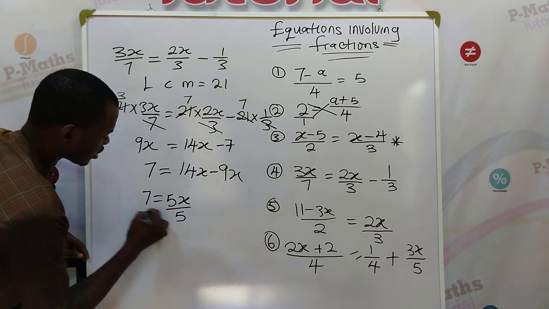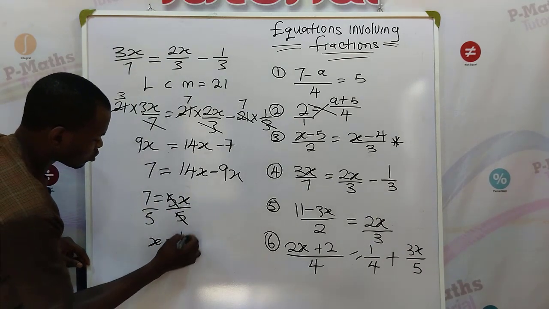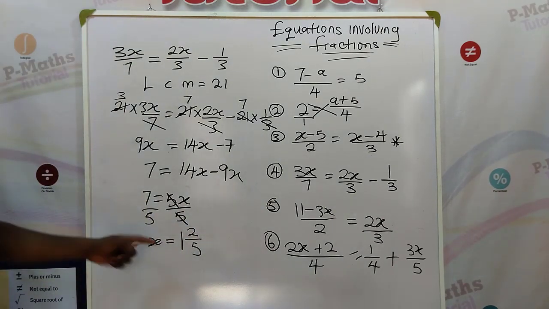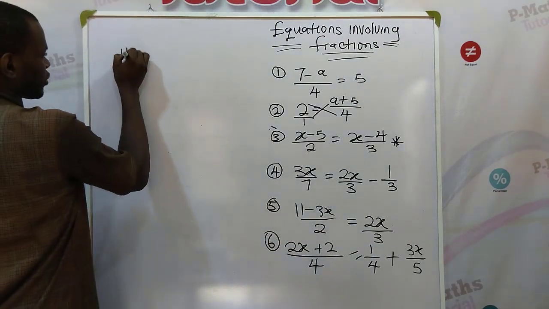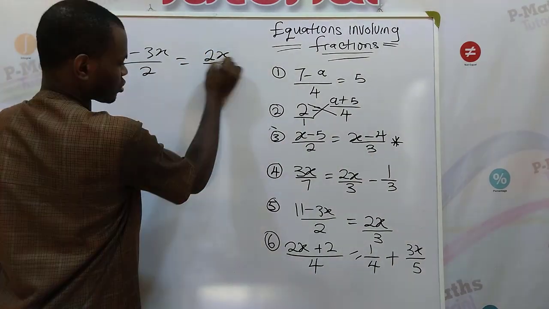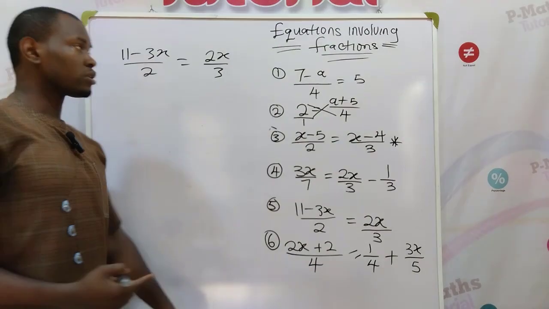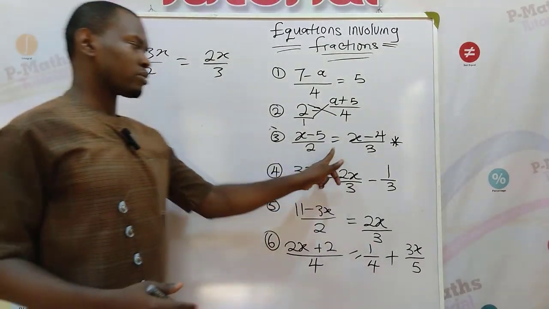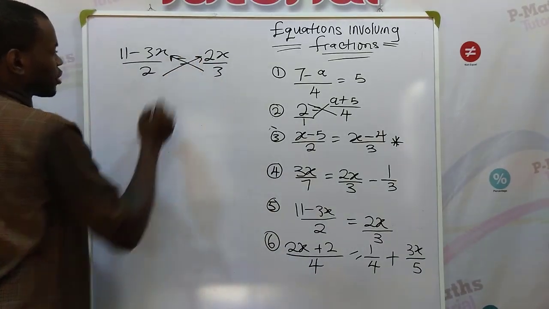Use the coefficient of x and divide. So our x will be 1 whole number 2 over 5. That is changing 7 over 5 into a mixed fraction. So for the fifth one, I have 11 minus 3x over 2 equals 2x over 3. Here is a binomial and here is just a single term. Now, when you have such a case, what did I tell you about here? You cross and multiply. Okay?